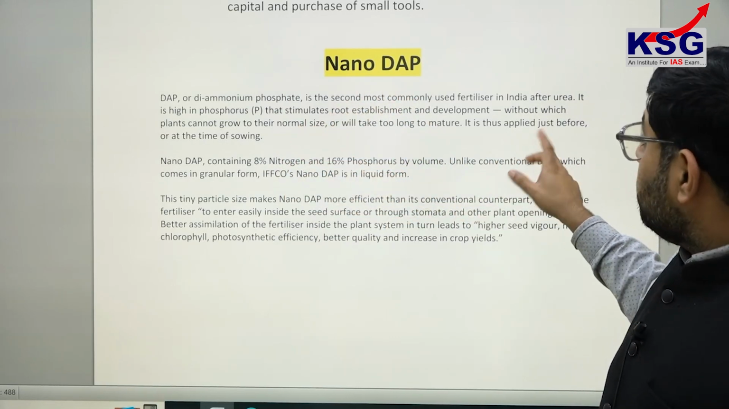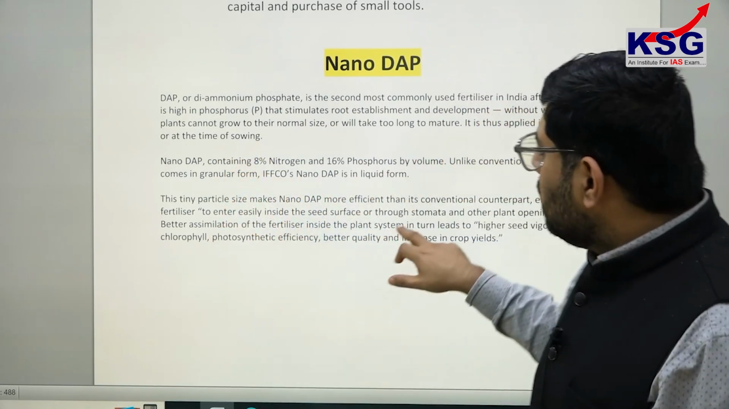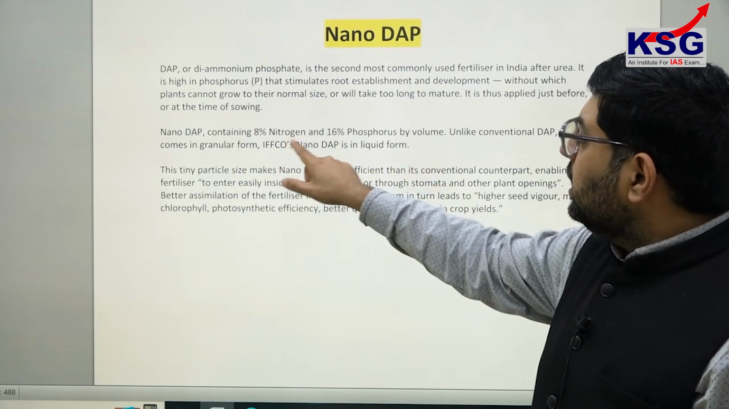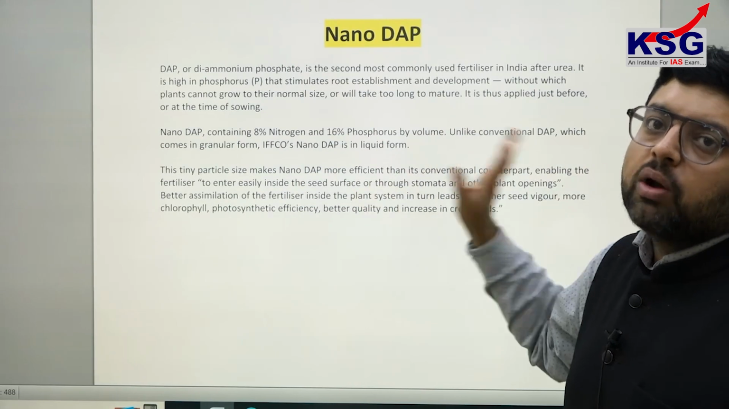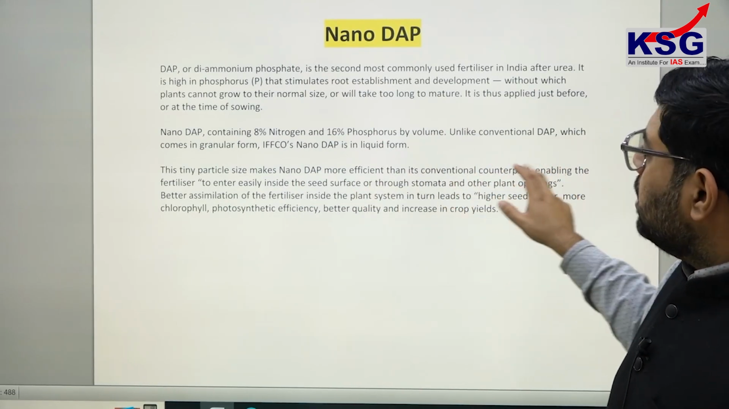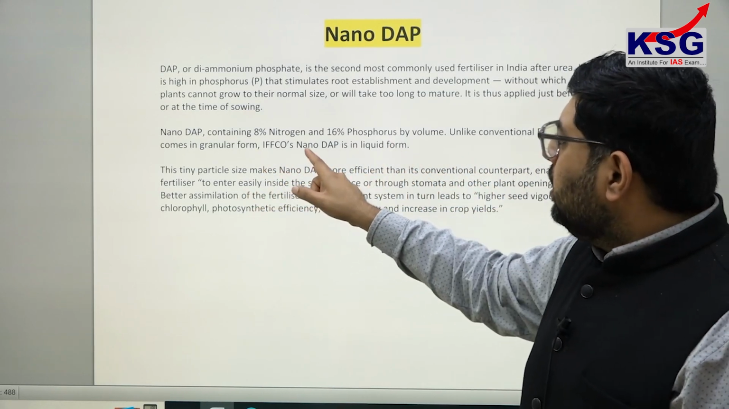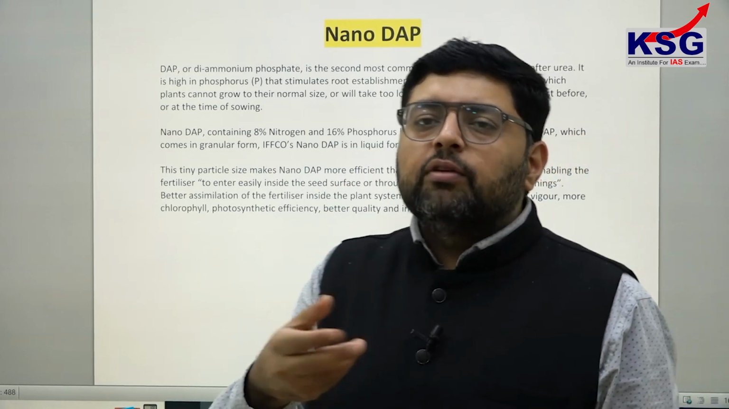It is thus applied just before or at the time of sowing. Now nano DAP contains 8% nitrogen and 16% phosphorus by volume. This number you have to remember because it is important for your prelims. Unlike conventional DAP, which comes in granular form, IFFCO's nano DAP is in liquid form. Granular means in the form of dana.